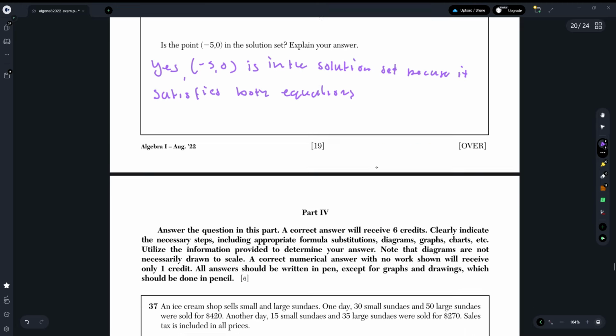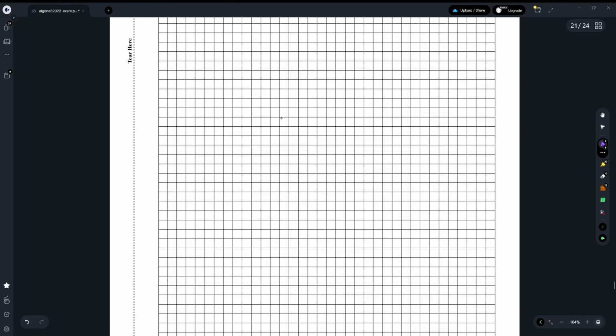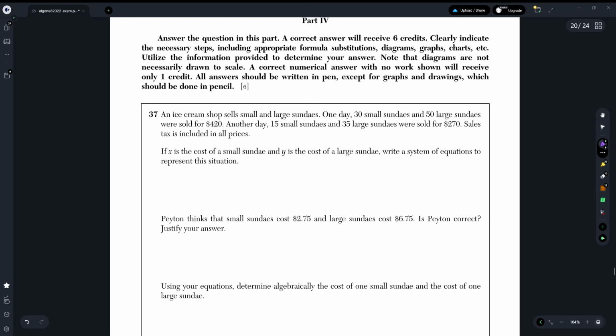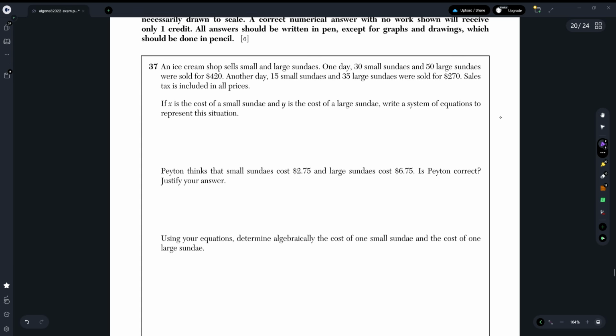So moving on to the last question, number 37. Sorry for the long video. It tells us that an ice cream shop sells small and large sundaes. One day, 30 small sundaes and 50 large sundaes were sold for $420. Another day, 15 small sundaes and 35 large sundaes were sold for $270. Sales tax included with the price.